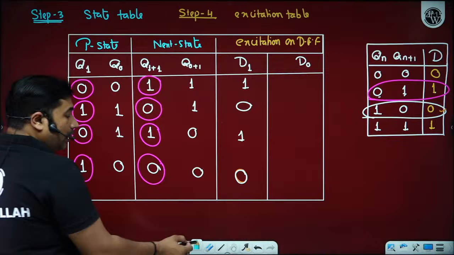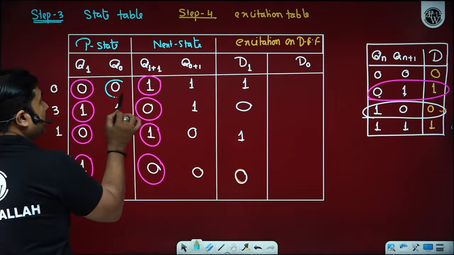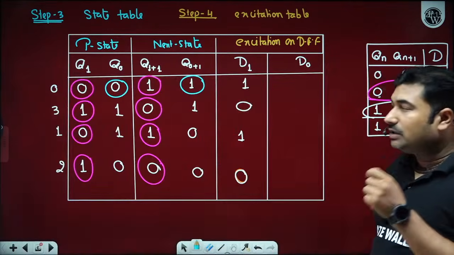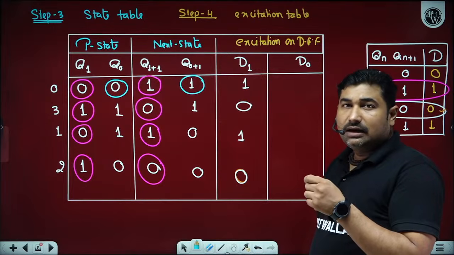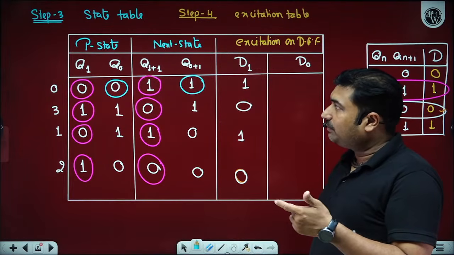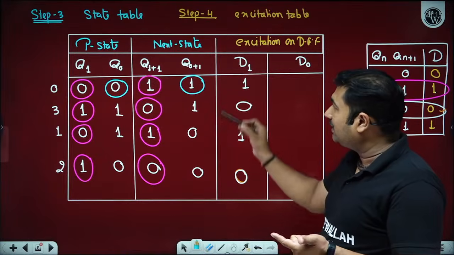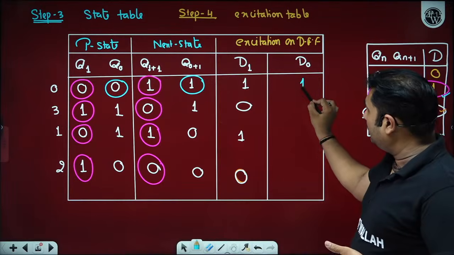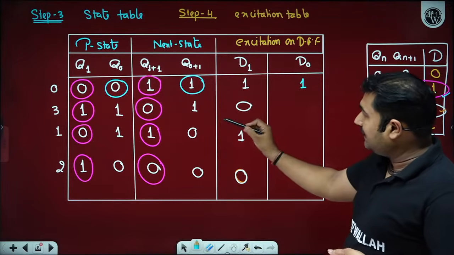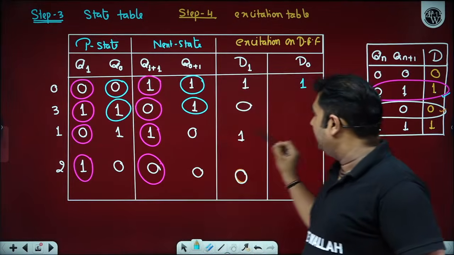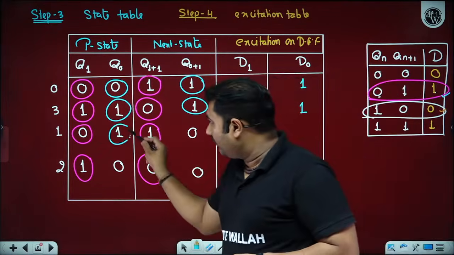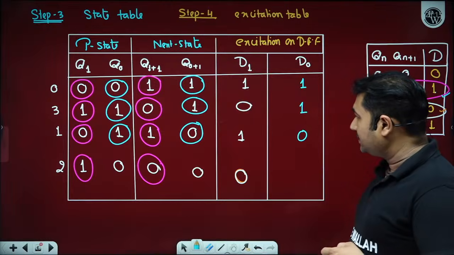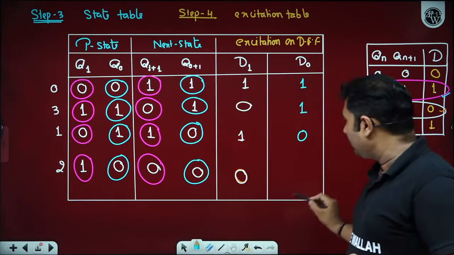In the same way, observe Q0 and Q0 plus 1, present state and next state onto the flip-flop D0. For 0, 1, excitation needed onto D0 is equal to 1. For 1, 1, we need to apply 1. For 1, 0, present state 1, next required state 0, we need to apply excitation 0. And for 0, 0, we need to apply excitation 0.